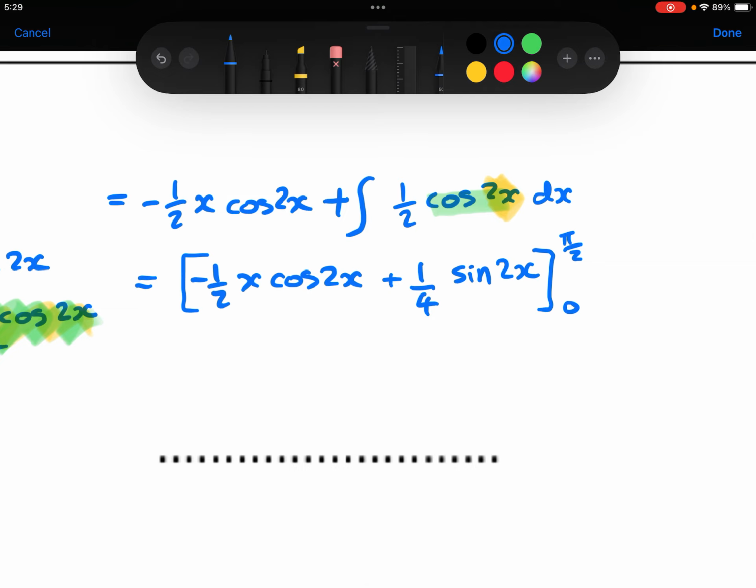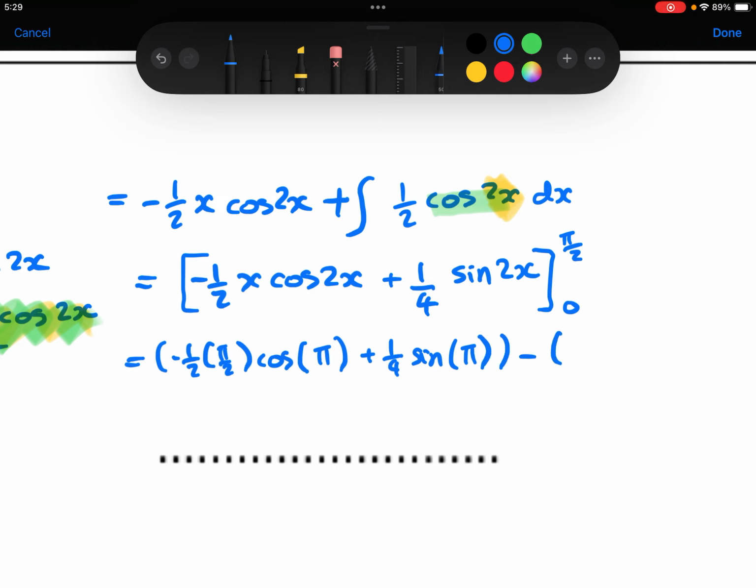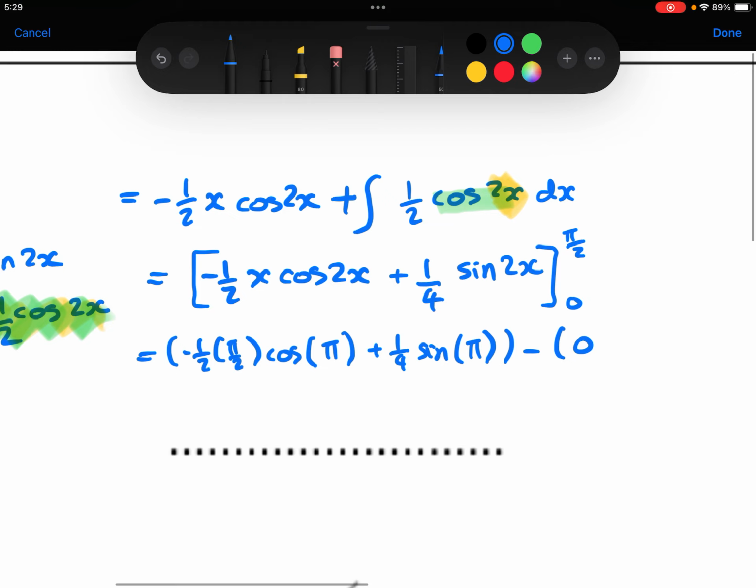So substituting pi over 2 in first, we'll get a half pi over 2 times cos of 2 times pi over 2, which is just pi, plus a quarter times sine 2 times pi over 2, which is pi. Substituting the 0 in, the first term will be 0 and the second term will be 0.